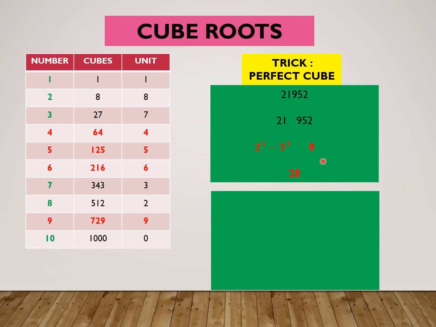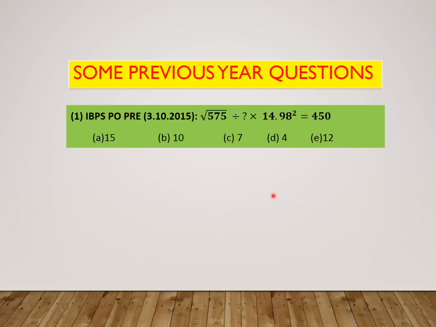Now let us try to find the cube root of 157464. Again, dividing it into two parts, 157 and 464. Now 157 lies between 5 cube and 6 cube, and the unit digit of 464 is 4, so our result will be 54. Let us try to solve some previous year questions based on the concepts we have learned.